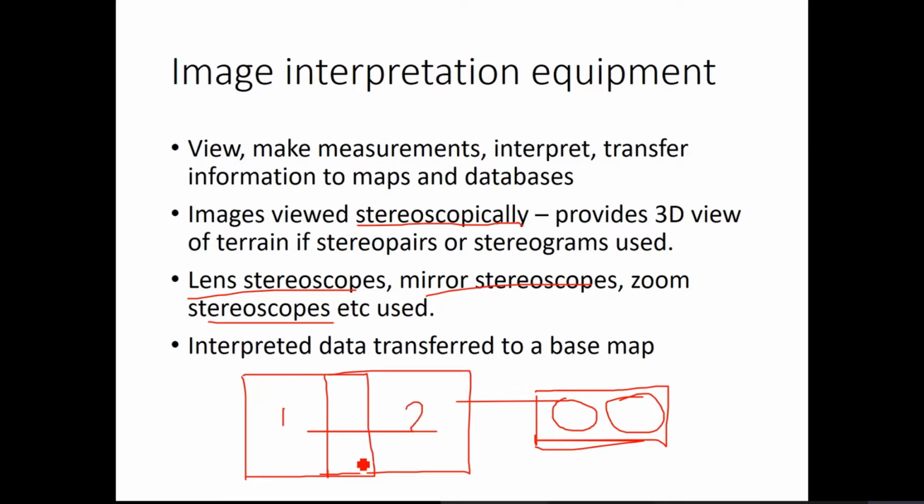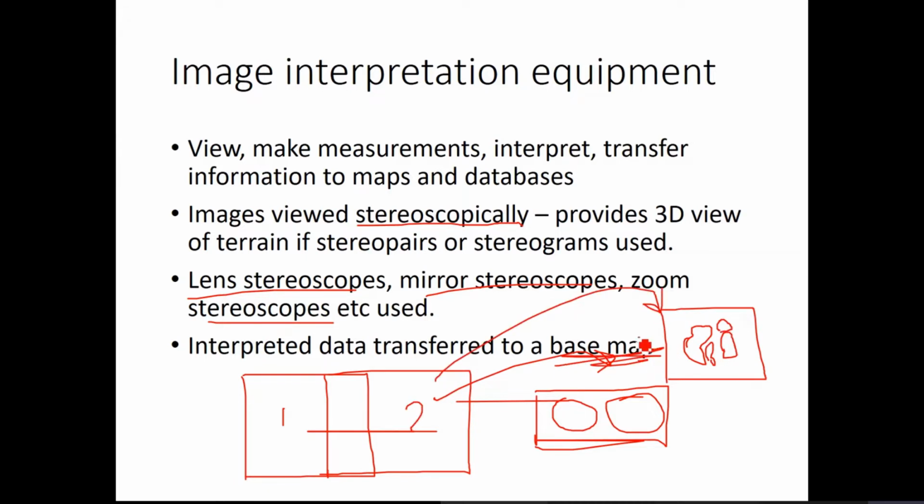1 and 2 here, you can see these are these stereoscopic images. So you view these stereoscopic images, you try to interpret some data from that, and then you transfer that data into a base map that you are preparing. You will prepare a base map with all the interpreted data from the stereo pair. You will transfer it onto your base map. This is your base map. So this is basically the process of visual image interpretation.